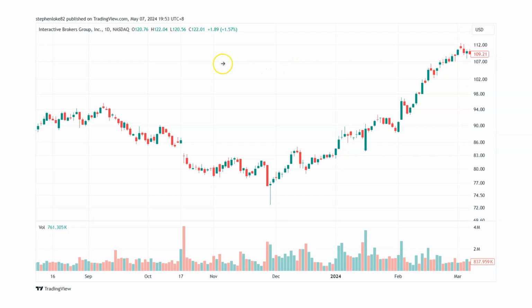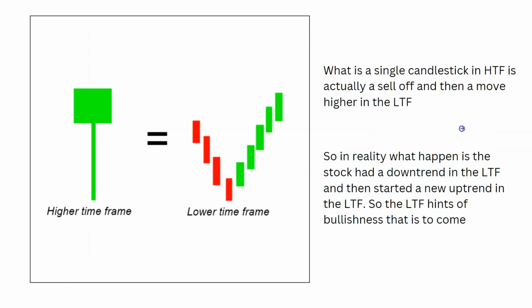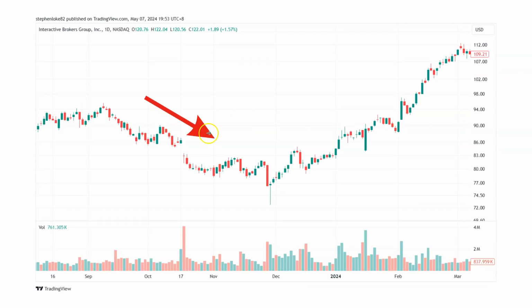Now let's take a look at this stock called Interactive Brokers. The stock traded sideways and then it started to move down. Alright, it moved down and had a sell-off, and then it had a bottoming tail here. And guess what happened after the bottoming tail? The stock moved up. So like I said earlier, the presence of a bottoming tail can actually mark the end of a downtrend.